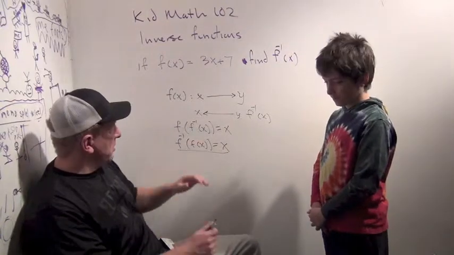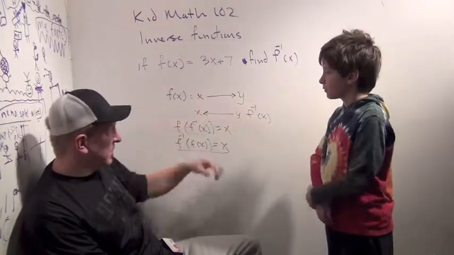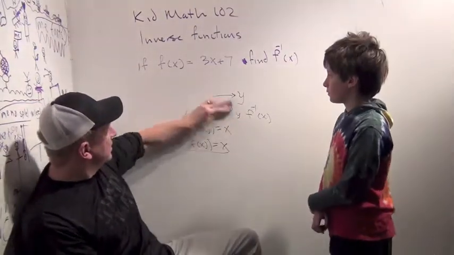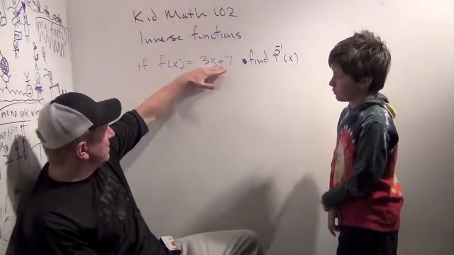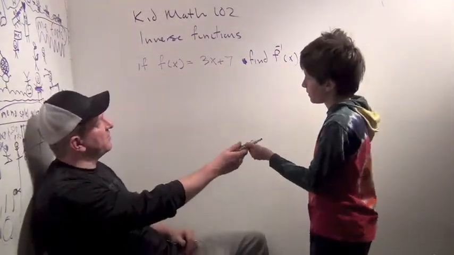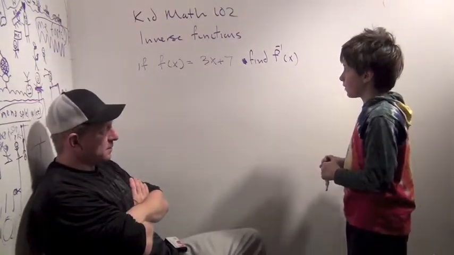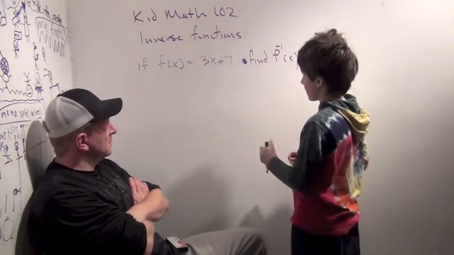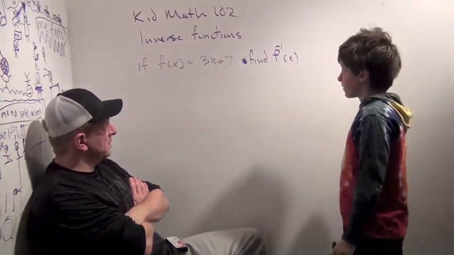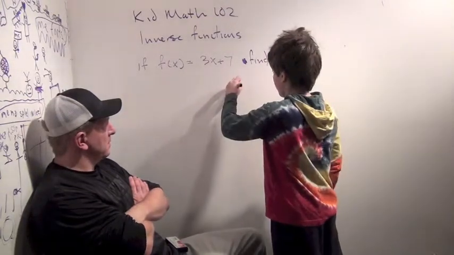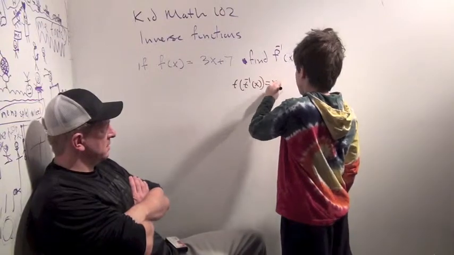Okay? And the confusing thing with the notation is that it does not mean 1 over f of x. It has a special meaning. So we're going to find here the inverse function for this linear function, f of x equals 3x plus 7. How do you find the inverse function? Well, we need a function that'll change this to x. Okay, so we can say f of f minus 1 of x is x.